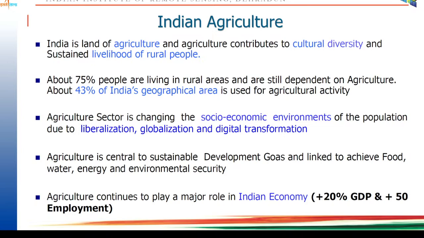Agriculture is central to the sustainable development goals because many goals, like poverty, energy security, environmental security, water security, are all linked to agriculture. Agriculture itself contributes to the Indian economy around 20% of gross domestic output, and it generates 50% of employment.